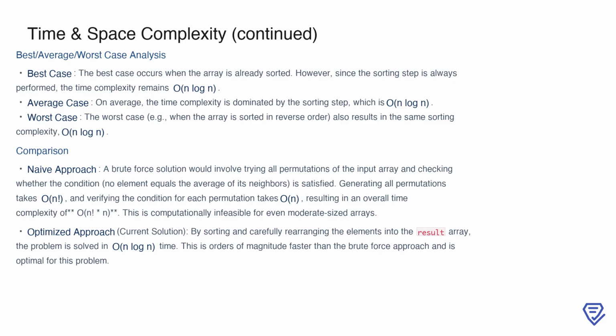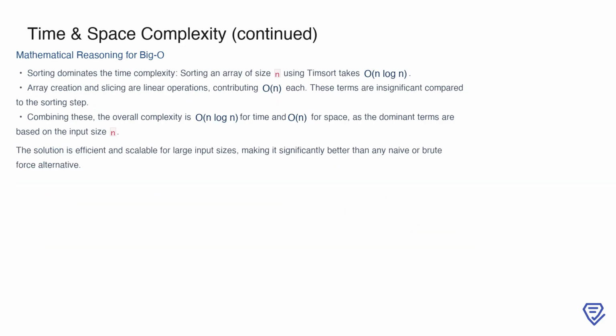Comparing this to a naive solution, where we attempt all permutations of the input array and check if the condition is satisfied, the time complexity would be O(n * n!). This is infeasible for even moderately sized arrays. In contrast, the optimized solution achieves O(n log n) time, which is both efficient and scalable. Finally, let's summarize the mathematical reasoning behind the big O complexity.